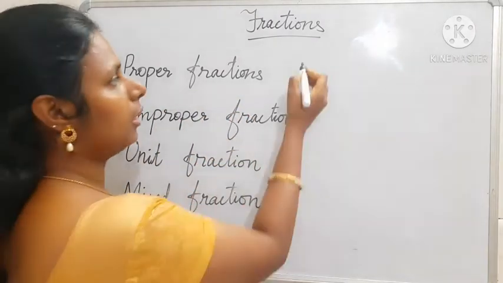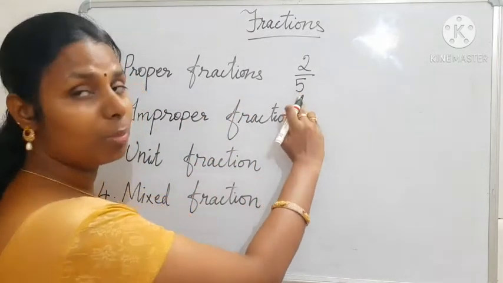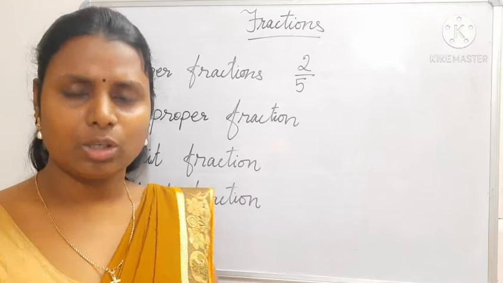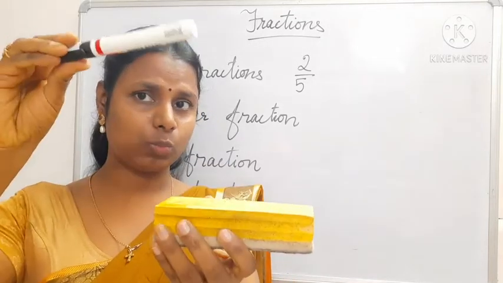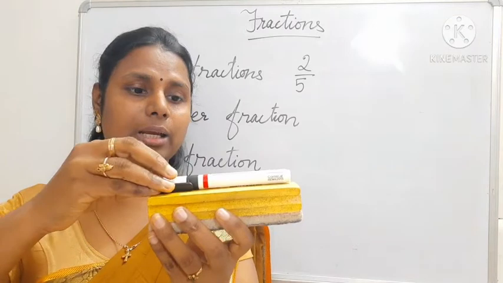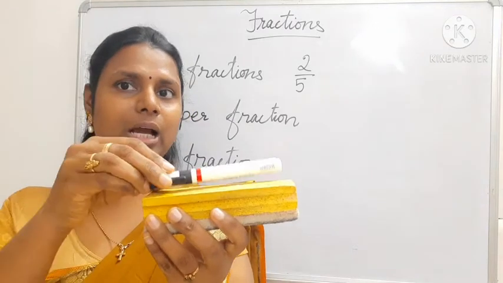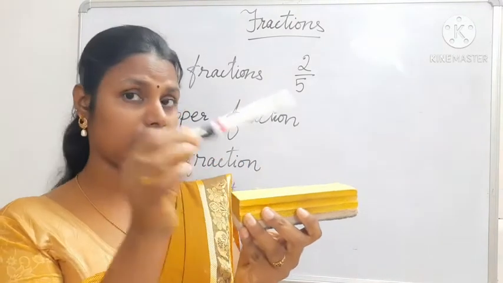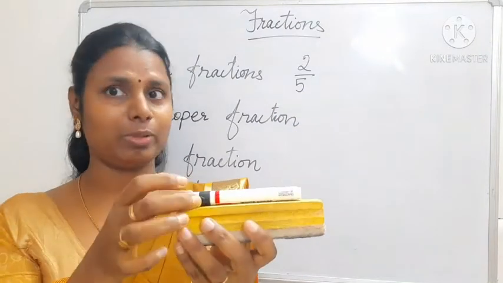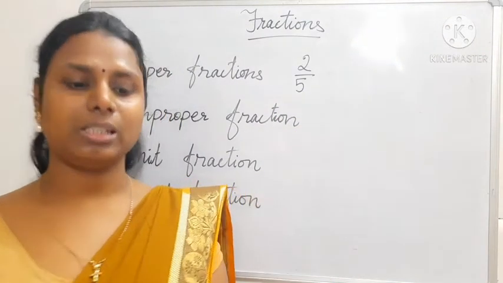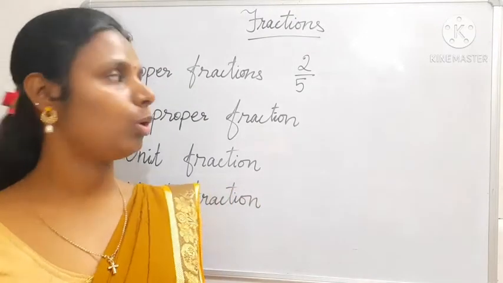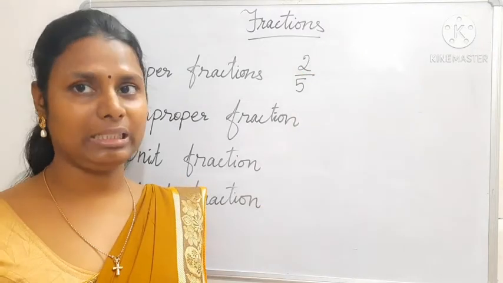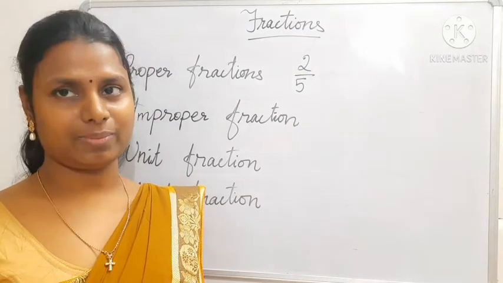For example, let me write 2 by 5. Here the denominator is big and the numerator is small. So this is perfectly alright, isn't it? As I said, this is big and this is small, so I kept this one on this. Now this is 5, this is 2, just remember. So this is called a proper fraction. Proper fraction means the denominator is bigger and the numerator is lesser than that.